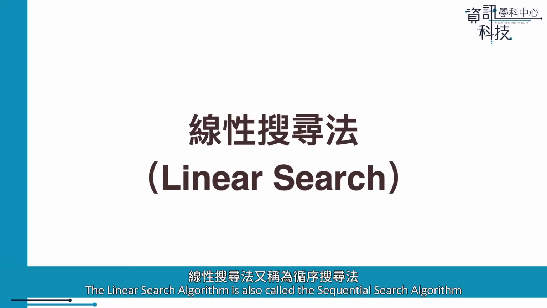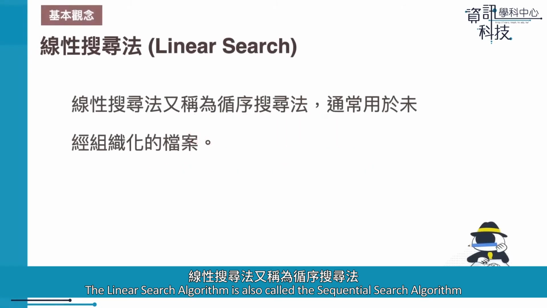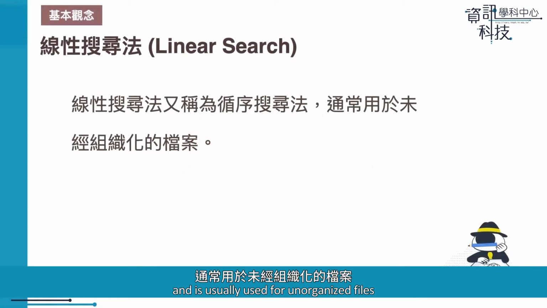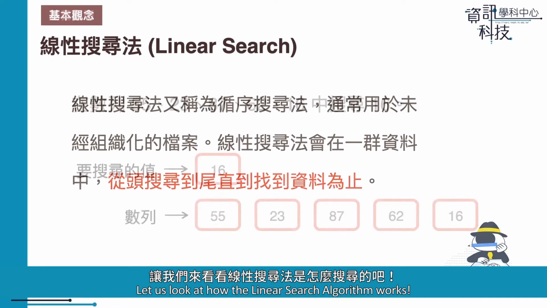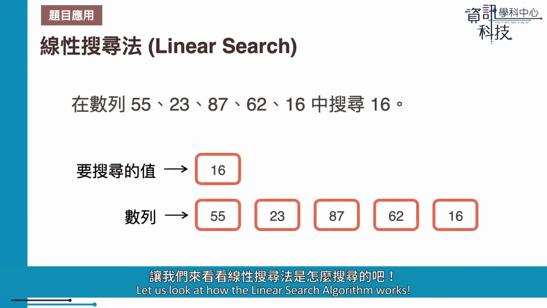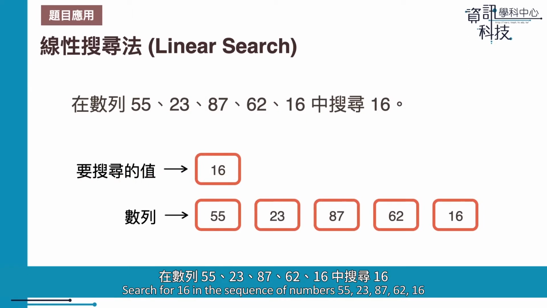Linear search. The linear search algorithm is also called a sequential search algorithm and is usually used for unorganized files. The linear search algorithm searches a group of data from the beginning to the end until the data is found. Let us look at how the linear search algorithm works. Search for 16 in the sequence of numbers 55, 23, 87, 62, 16.